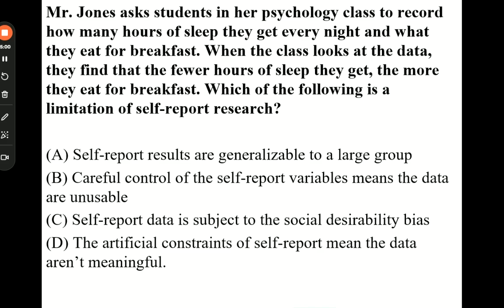Okay, read that. Okay, so the answer is people lie. So the answer is C, social desirability bias. People don't always tell the truth. Girls will lie about how much they ate.